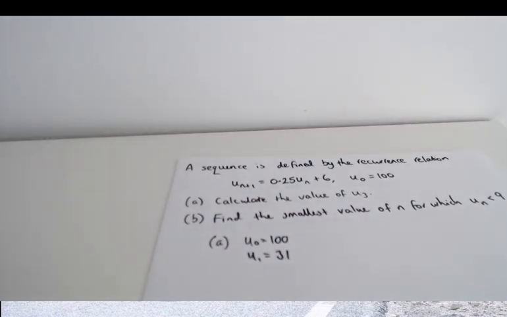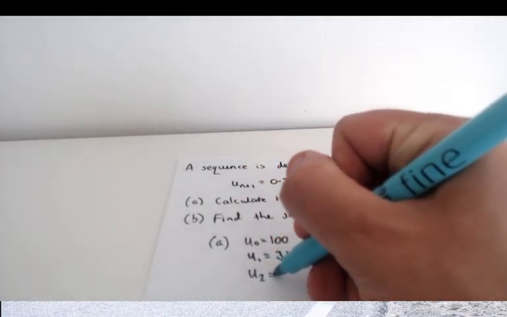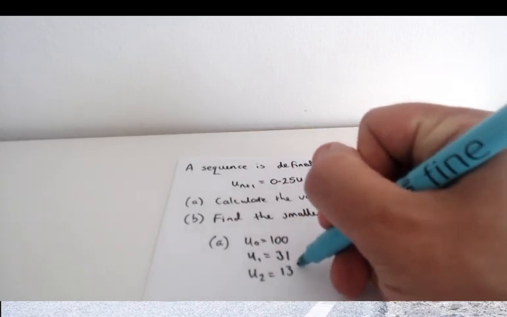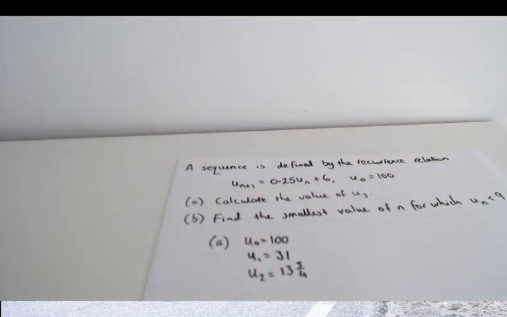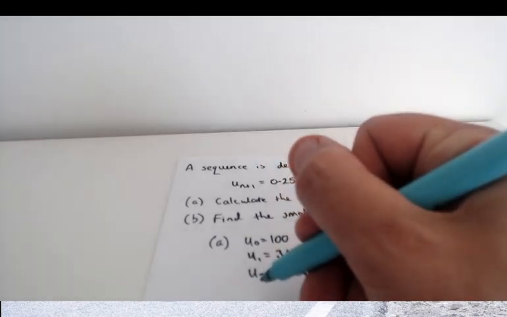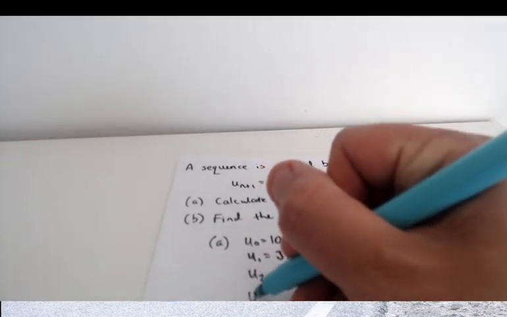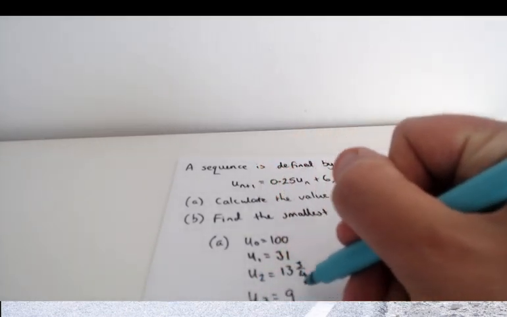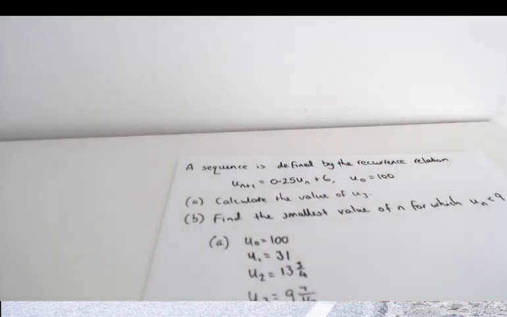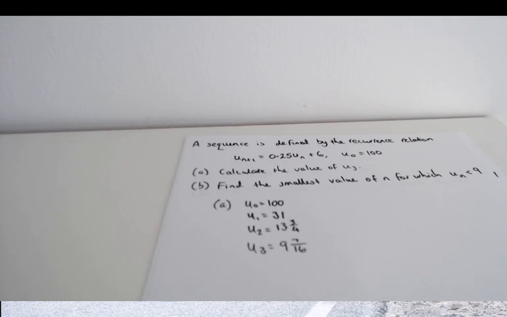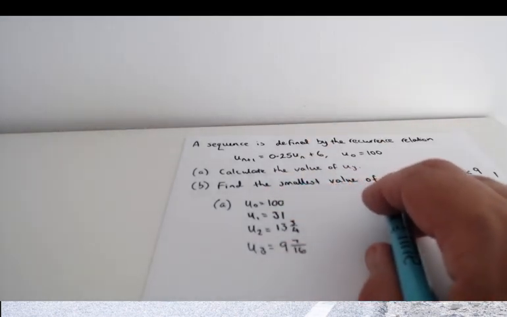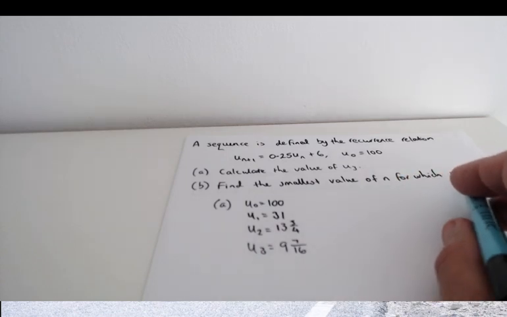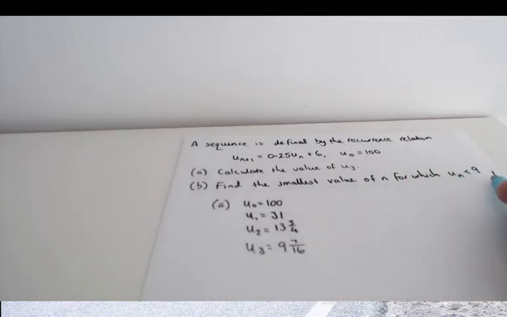If you then hit equals, it will tell you what U2 is. You don't need to do any more work. The clever calculator knows everything for you. And part A wants us to get U3, so I'm going to hit equals again, and U3 is 9 7/16. I could change it to a decimal if I wanted to, but I'm just going to leave it as the fraction answer.